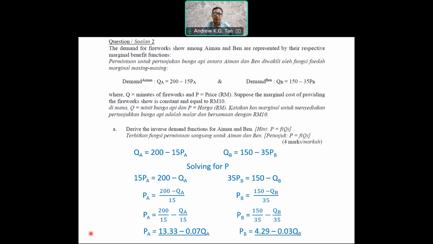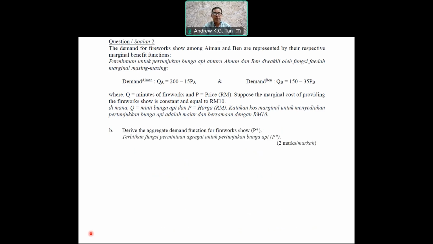150 divided by 35 is 4.29. 1 over 35 is 0.03. So these are the inverse demand functions for Ayman and Ben. Price as a function of quantity. 2 marks each. B, derive the aggregate demand function for fireworks. Here, Anda disuruh terbitkan fungsi permintaan agregat untuk pertunjukan bunga api P star.